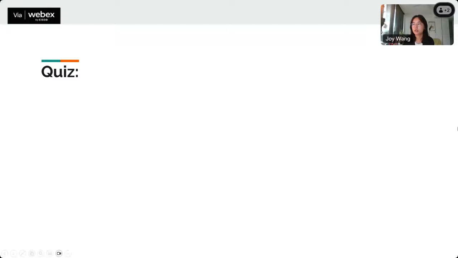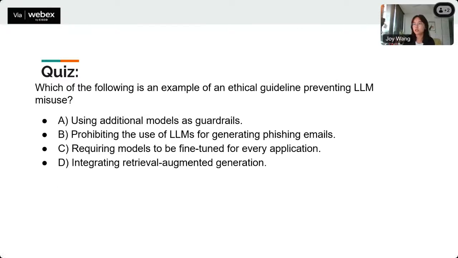Okay, now we come to the quiz part. The first question: which of the following is an example of an ethical guideline preventing large language model misuse? Okay, you can type your answer in the chat. I'm trying to find the chat. Okay, here is the correct answer: prohibiting the use of large language models for generating phishing email.